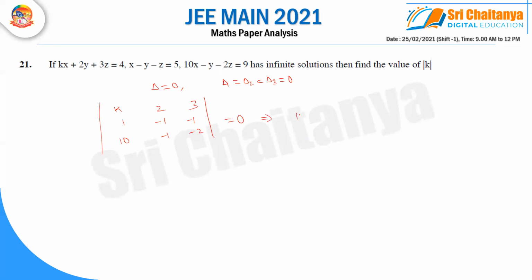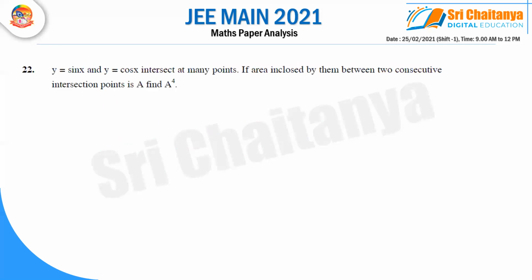So when I expand this, I will be getting k equal to minus 11. And here they ask the value of mod k, so it will be 11. Next question is y equal to sin x and cos x intersect at many points. If the area enclosed by them between two consecutive intersection points is A. Okay. Now sin x and cos x, when will they intersect?